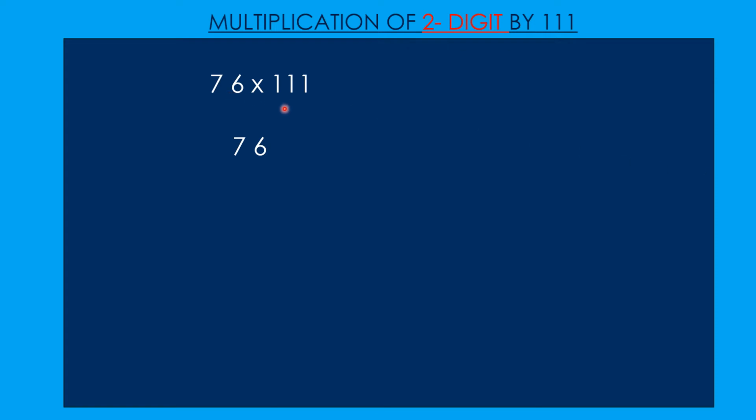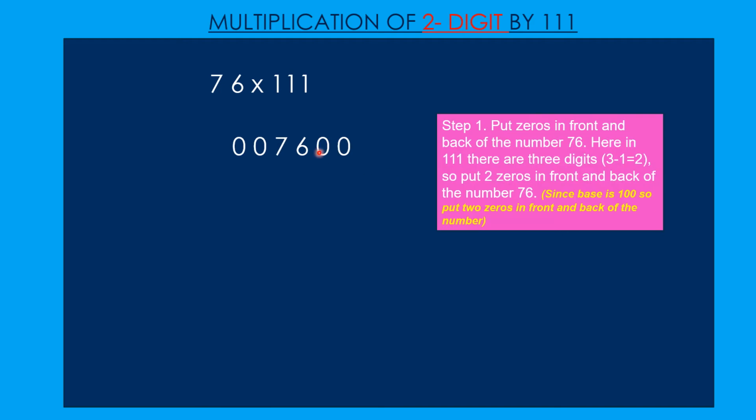We'll take one more example of multiplication of 2 digits with 111 where carryover is involved. 76 times 111. The first step, you put the number of zeros in front and the back of 76. So in 111 there are 3 digits. So 3 minus 1 is 2. So you put 2 zeros in front of 76 and 2 zeros at the back of 76. So that's how you put the zeros.